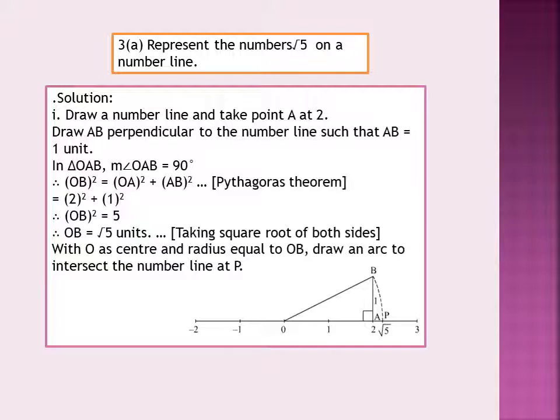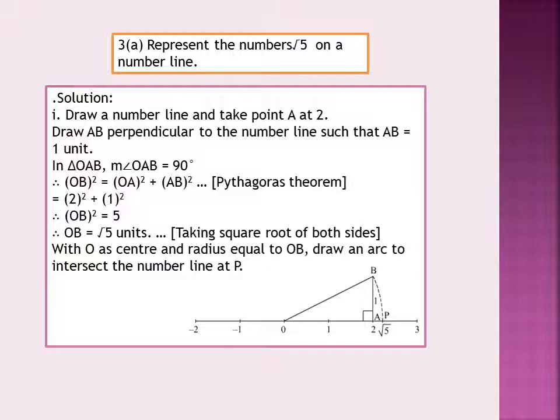You get angle OAB is 90. One triangle you make there, triangle OAB. Now it is a right angle triangle, therefore use the Pythagoras theorem. OB square equal to OA square plus AB square. OA distance is 2 square plus AB distance is 1 square. 2 square is 4 plus 1 is 5, so OB square is equal to 5.